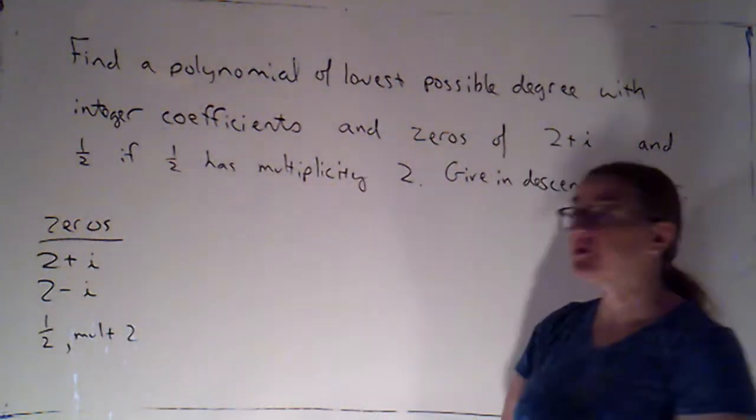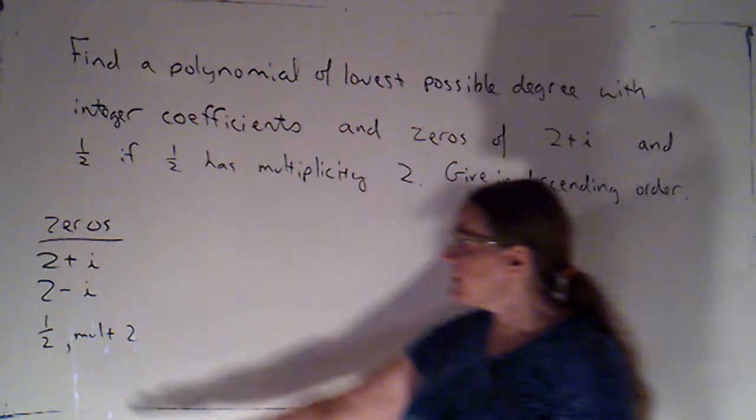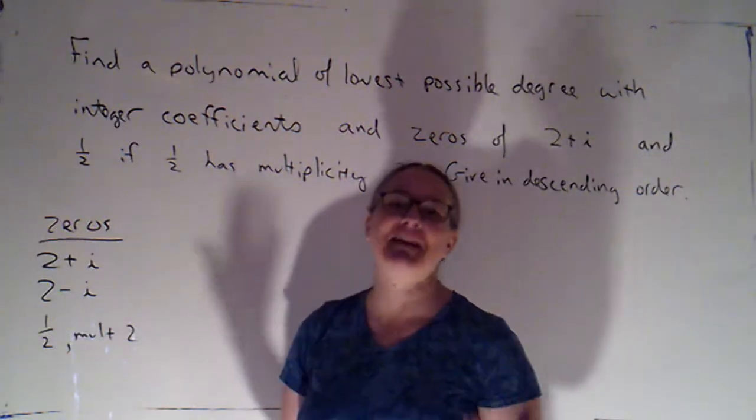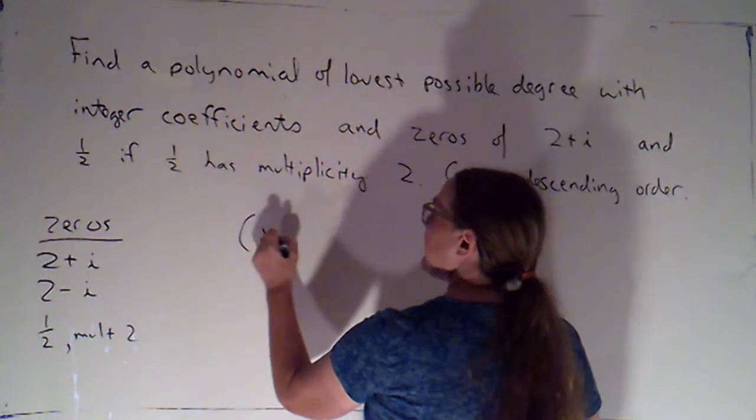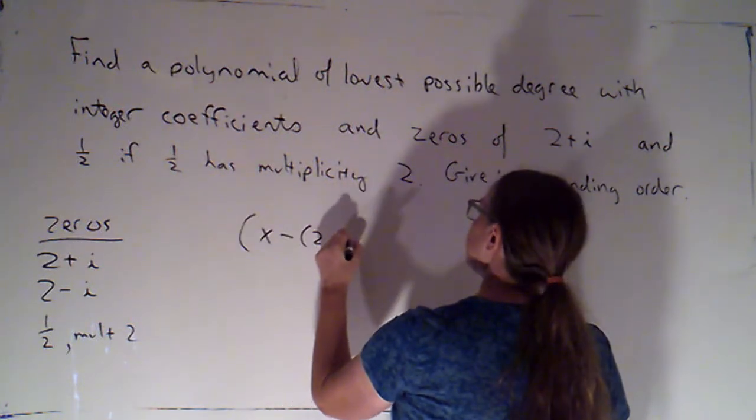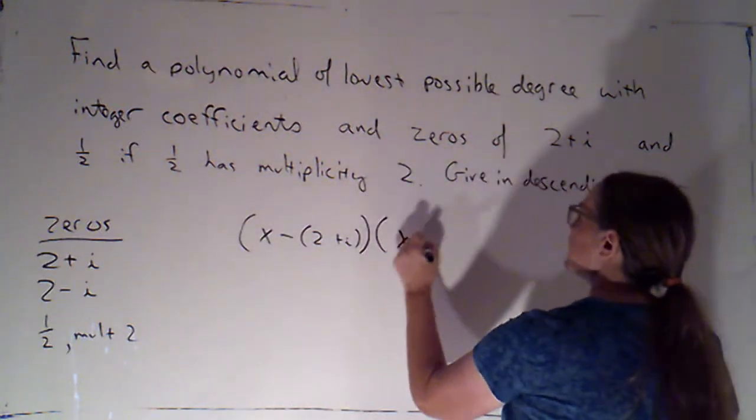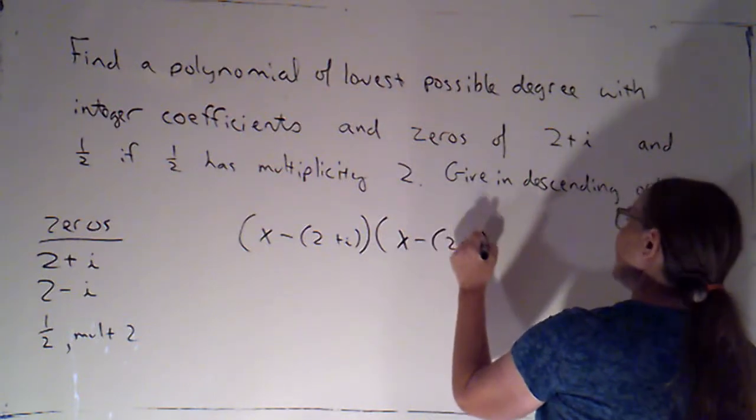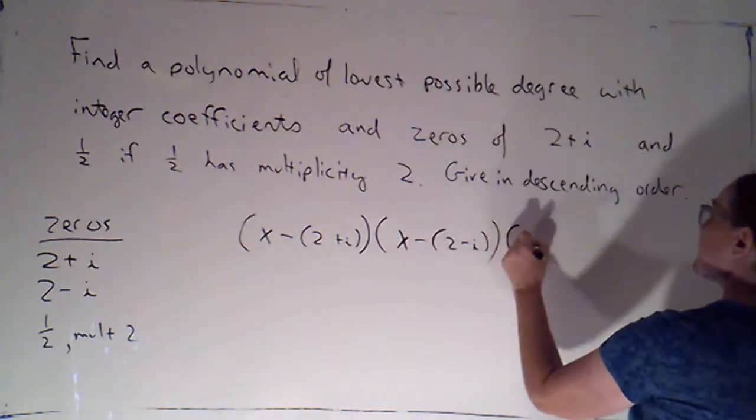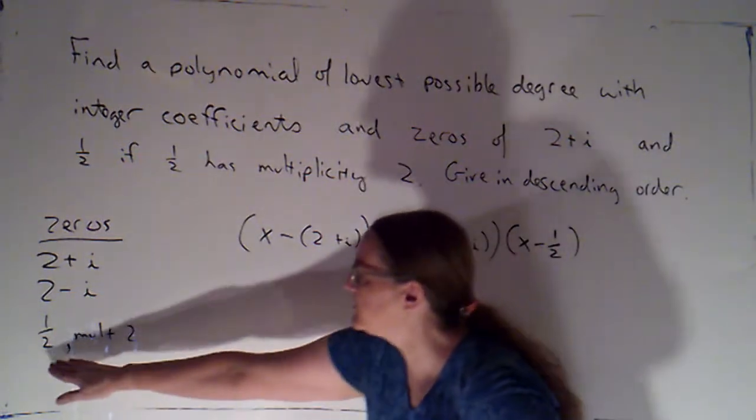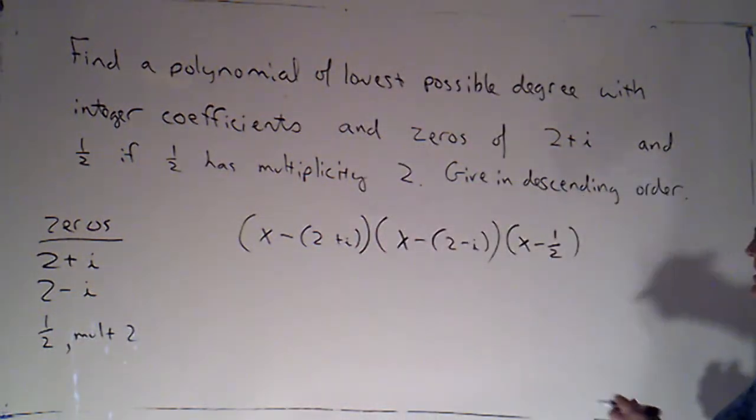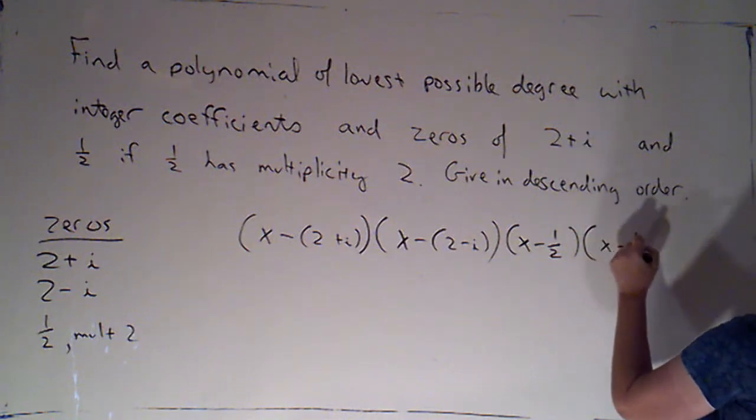So each of these zeros has a corresponding factor. The factor corresponding to 1/2 we're going to have twice. So in factored form, I would have x minus 2 plus i times x minus 2 minus i, and then x minus 1/2 would be the factor corresponding to 1/2 being a 0, but I've got to have that twice.